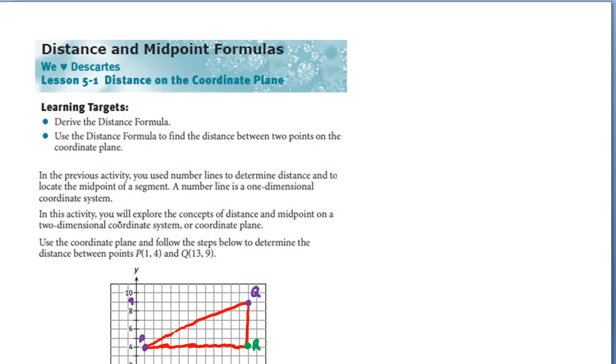In a previous lesson, we used number lines to determine distance and to locate the midpoint of a segment. Number line is one-dimensional. It only goes left and right. In this activity, we'll explore the concepts of distance and midpoint on a two-dimensional coordinate plane. That would be your x and y axis. Use the coordinate plane and follow the steps below to determine the distance between point P, located at 1, 4, and point Q, which is located at 13, 9.